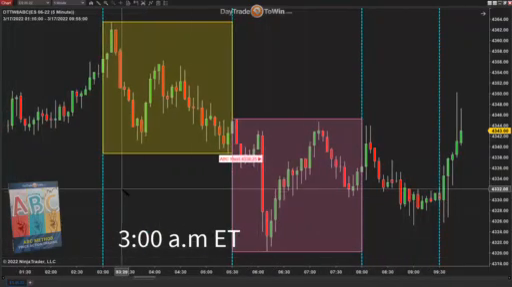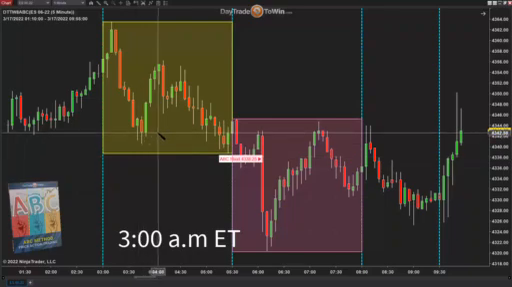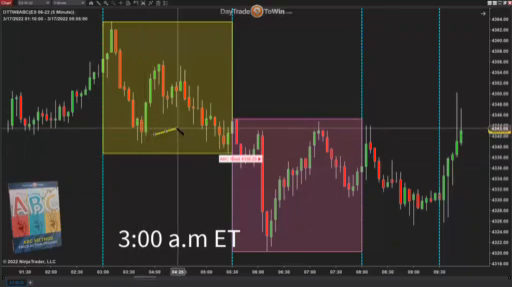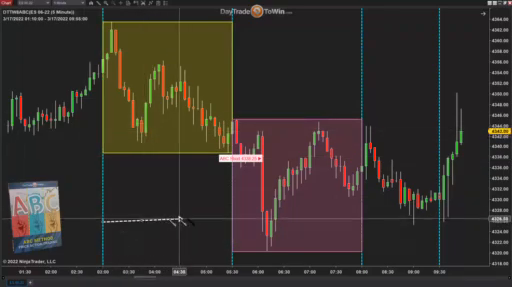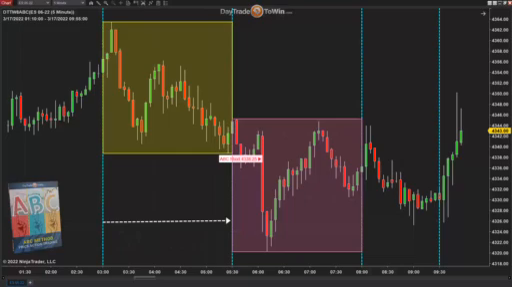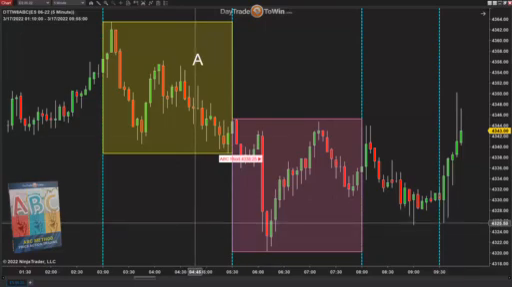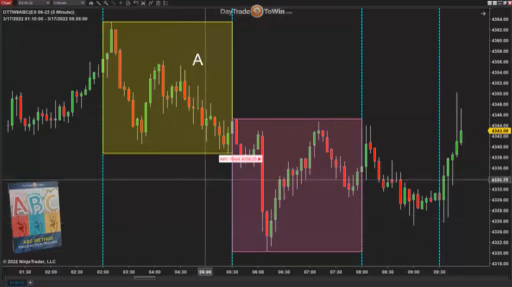We have the same type of activity. It's the start of a session in Europe, and we have the A part of the day, the first 2.5 hours from 3 to 5:30. After that, will the market continue above or below the range created here in the A part of the day? It's just a true-false situation here. It's not more than that.